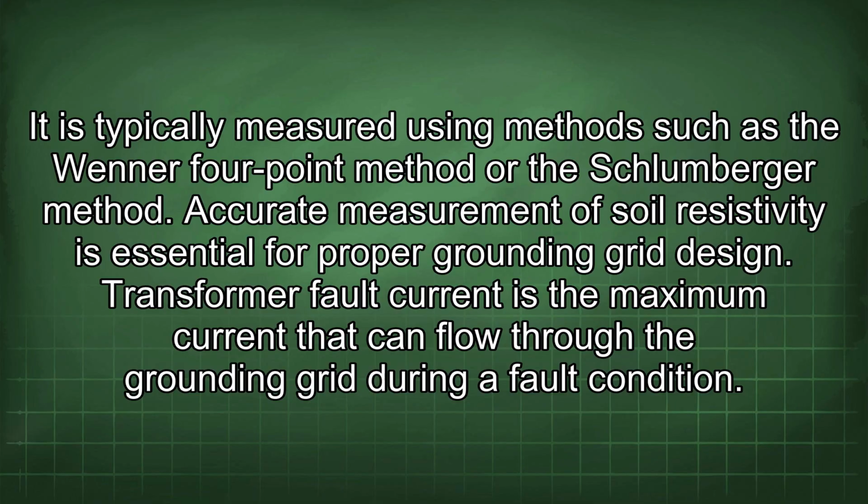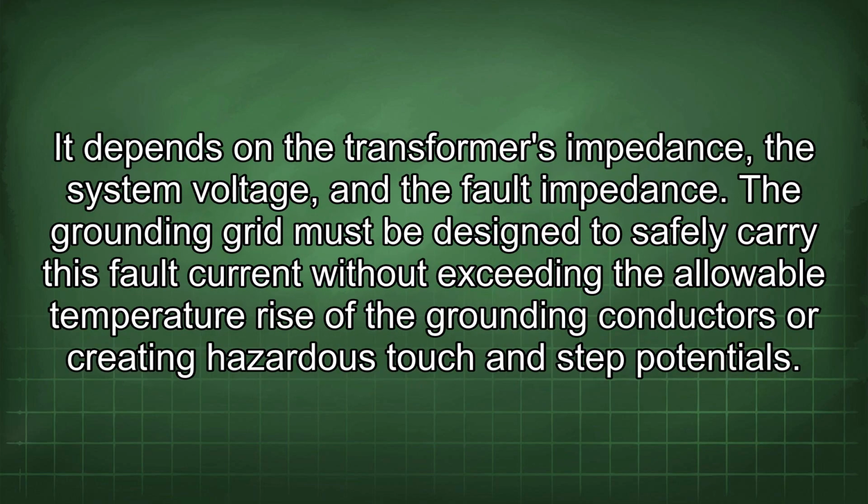Transformer fault current is the maximum current that can flow through the grounding grid during a fault condition. It depends on the transformer's impedance, the system voltage, and the fault impedance. The grounding grid must be designed to safely carry this fault current without exceeding the allowable temperature rise of the grounding conductors or creating hazardous touch and step potentials.